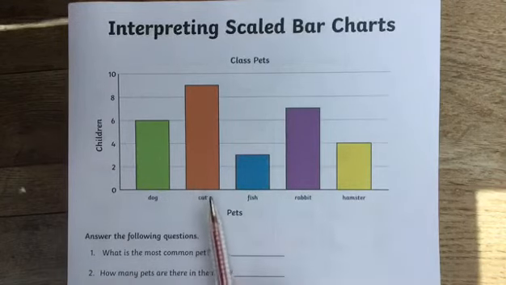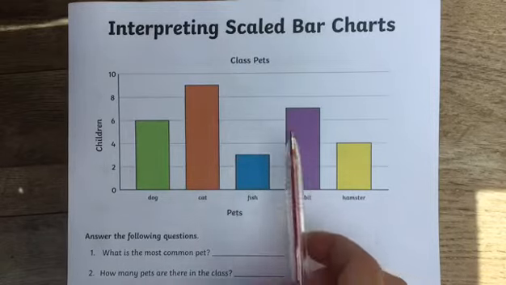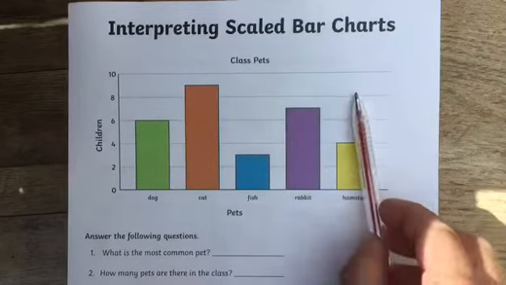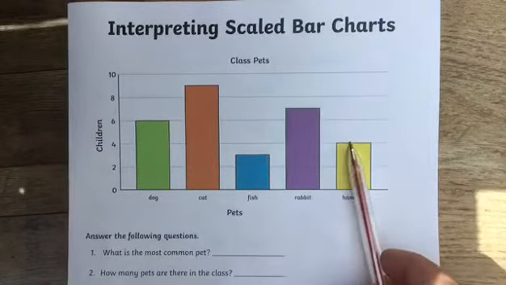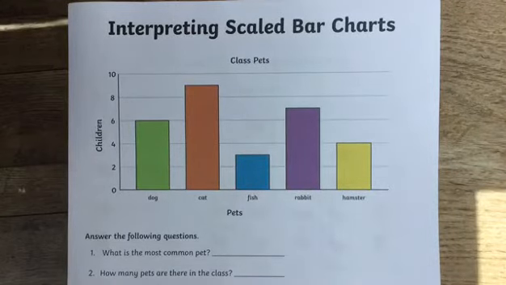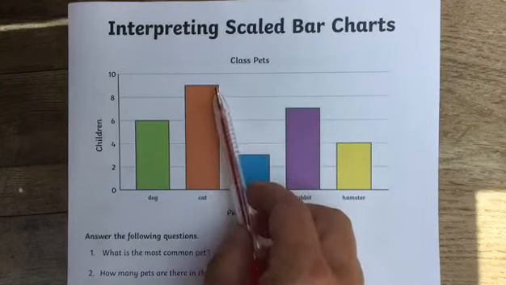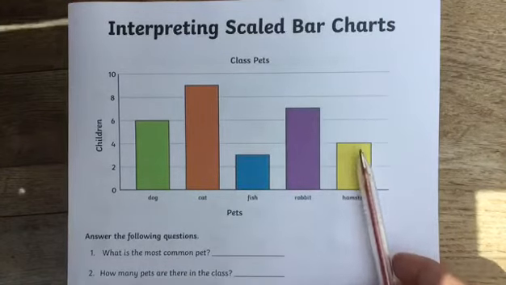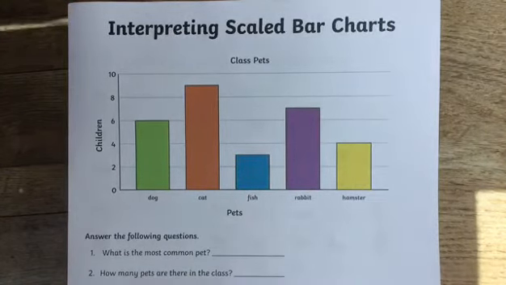So we've got 9 cats, 4 hamsters, 9 take away 4. So to find the difference, how many more cats are there than hamsters? 9 take away 4 gives us 5. So there are 5 more cats than hamsters shown on this bar chart.